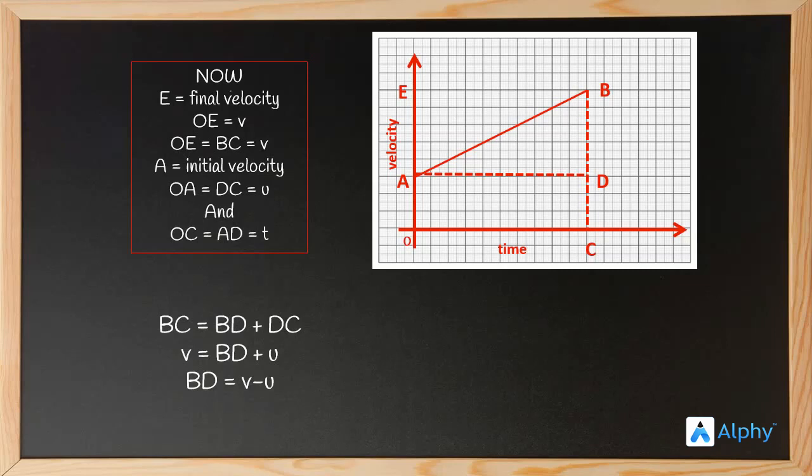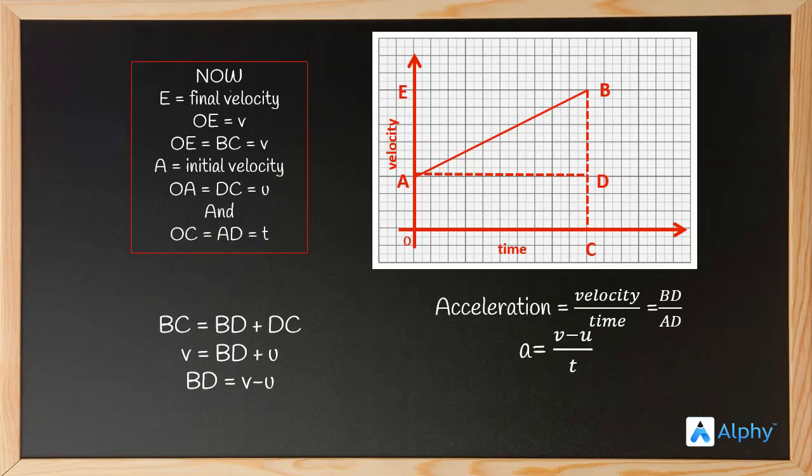Let's substitute into the equation. Acceleration is velocity by time. Substituting, you will get BD by AD, because BD is the corresponding velocity value and AD is the corresponding time value. Now you know that BD equals V minus U. You just derived that. And AD is equal to OC is equal to T, which is time. So we'll substitute both these quantities. Acceleration we will take as small a. So a is equal to V minus U by T.